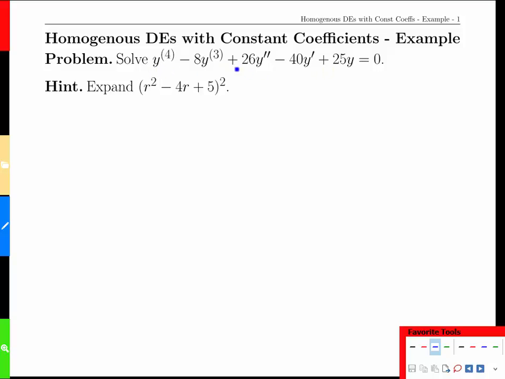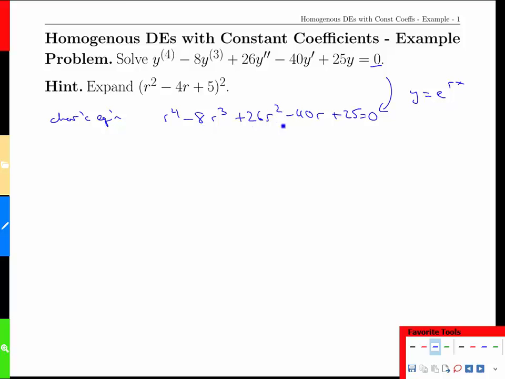We consider here a fourth order example of a differential equation with constant coefficients that is homogeneous, and we're going to tackle it using all the skills that we've built up so far. First step, because it fits this categorization of linear, constant coefficients, homogeneous, we're going to make our assumption that y is equal to some exponential power. That's going to give us the characteristic equation of r to the fourth minus 8r cubed plus 26r squared minus 40r plus 25 has to equal 0.